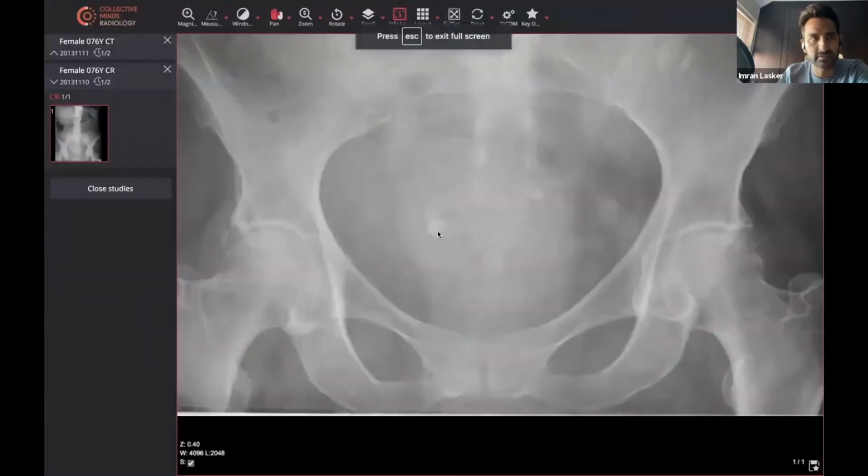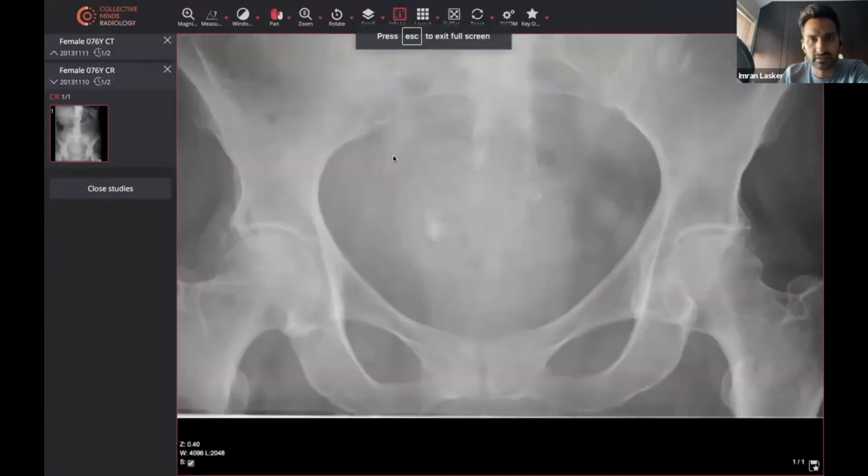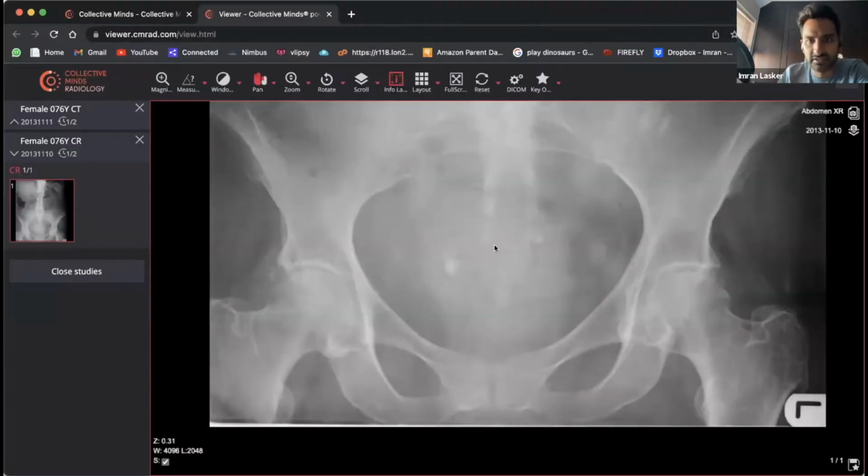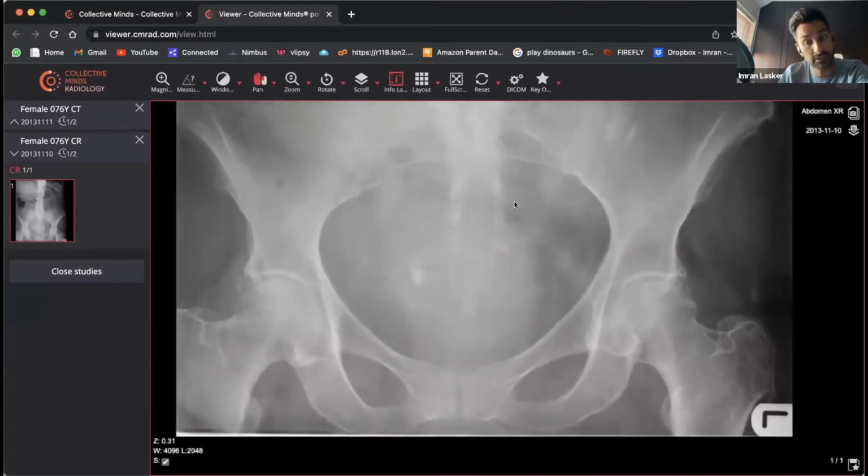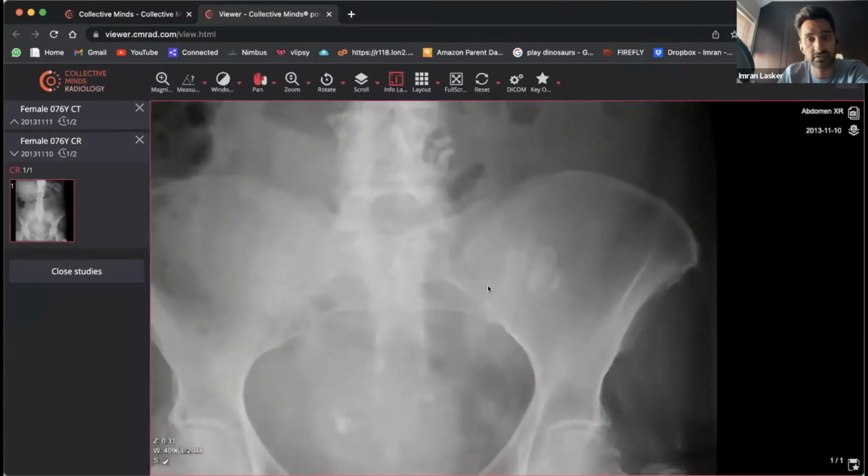I mean, these look like these could be phleboliths, don't they? Oh, hang on, I didn't know I could make a full screen. These look like they could be phleboliths. Okay, we've got the urinary bladder that's probably sitting there, or maybe, I mean, it could be calcified fibroids as well, depending on the gender.